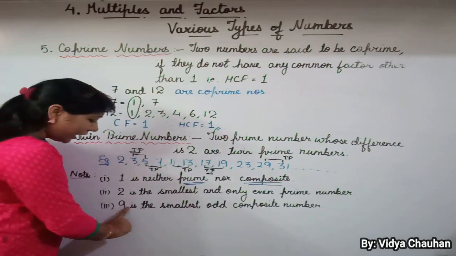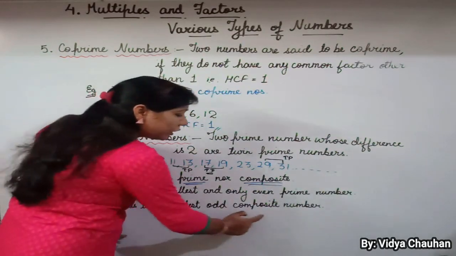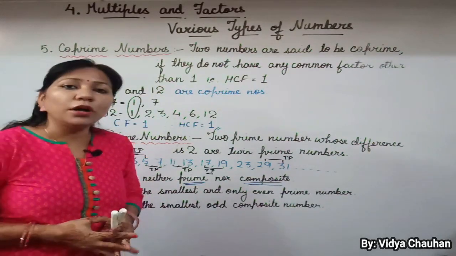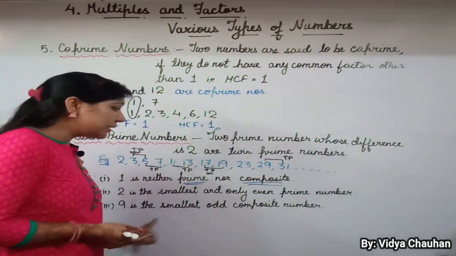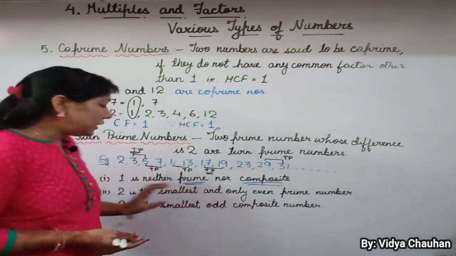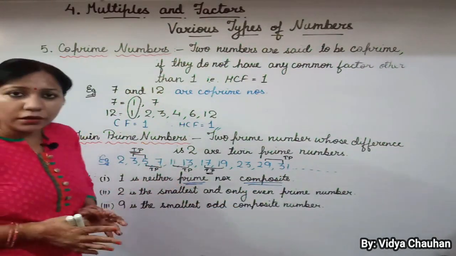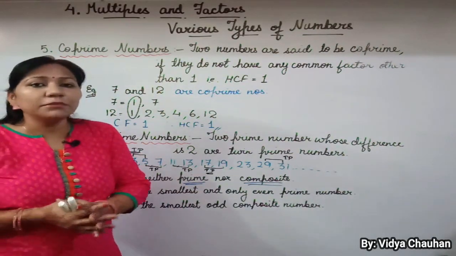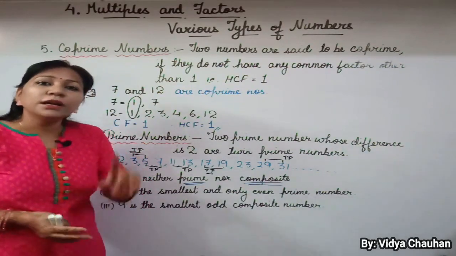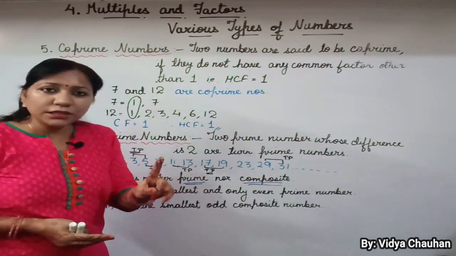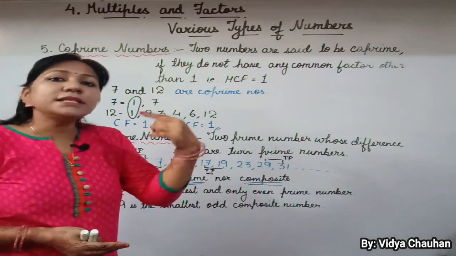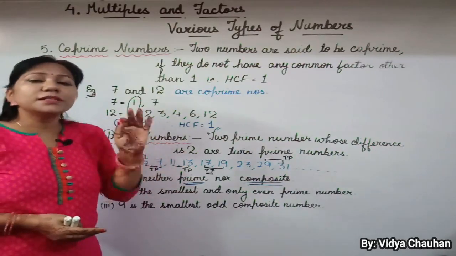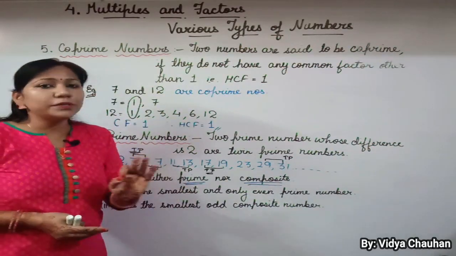Third point, 9 is the smallest odd composite number. If we talk about composite numbers, 9 is the smallest number which is odd but composite. These are a few important points which you should learn and know whenever there is any kind of Olympiad or exam. It will help you out. So 1 is neither a prime nor a composite number. 2 is the smallest and only even prime number. And third, 9 is the smallest odd composite number.